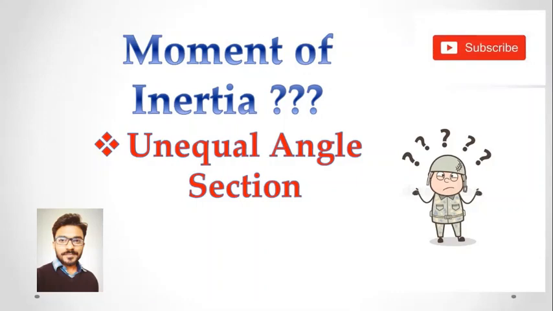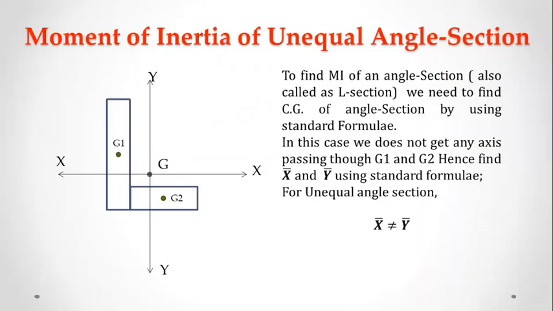So let's begin. Moment of inertia of unequal angle section. We know that unequal angle section is also known as L section. So in L section, there are two legs. One is the vertical leg and another one is the horizontal leg. This is your vertical, this is your horizontal leg. These two legs' lengths are not equal to each other. That's why it is called unequal angle section or L section.